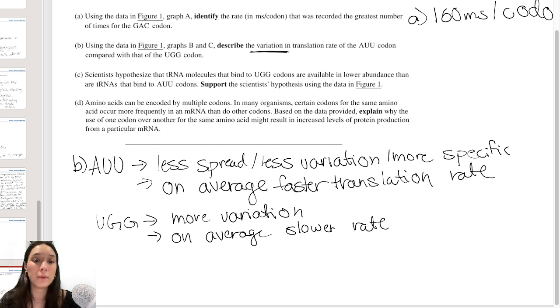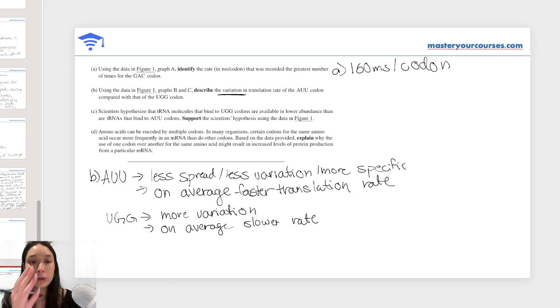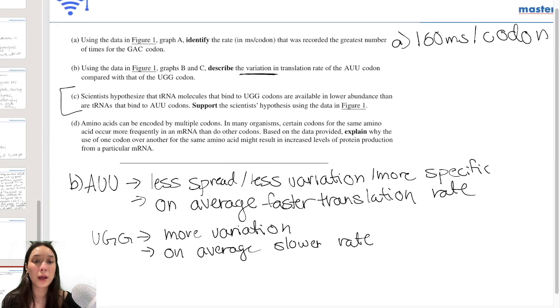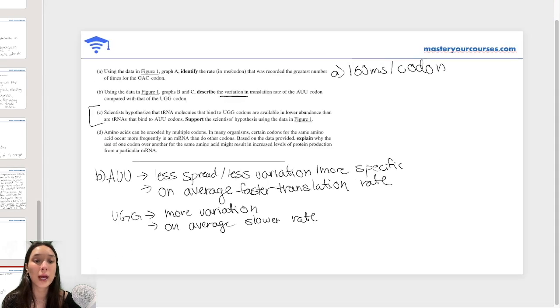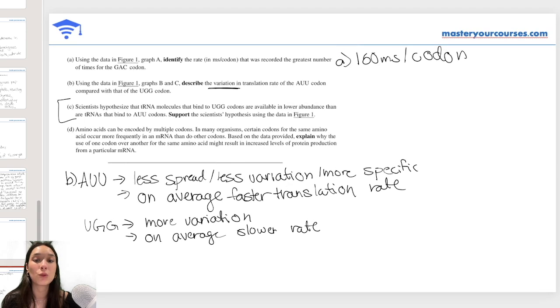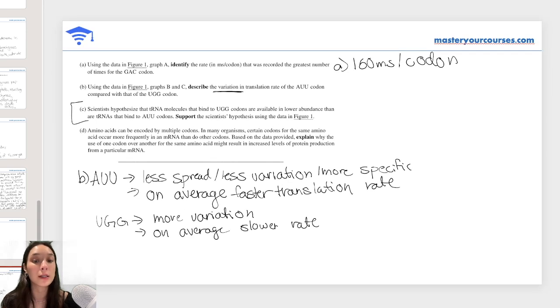Okay, so that would be B. You're really just reporting the values that you're getting. C is: scientists hypothesize that tRNA molecules that bind to UGG codons are available in lower abundance than tRNAs that bind to AUU codons. Support the scientists' hypothesis using the data in figure 1. Okay, so this is why I think B is more so referring to spread, because C is referring more so to rate. So, which one's faster and which one's slower.